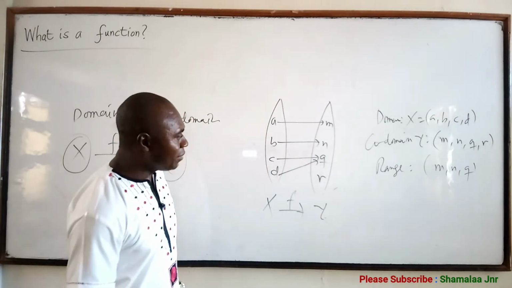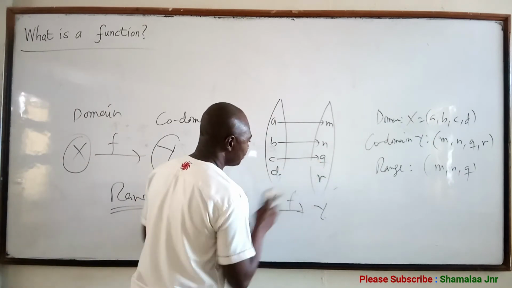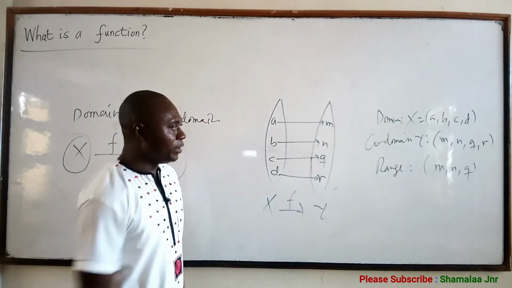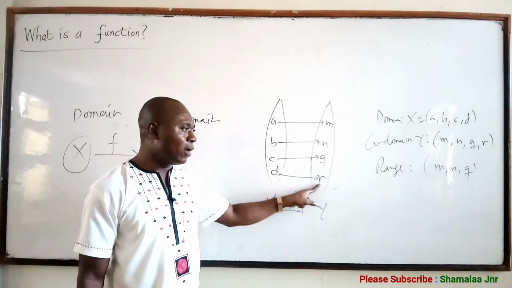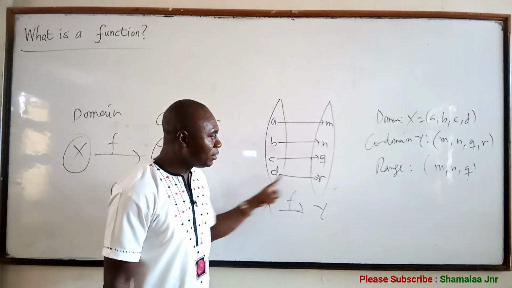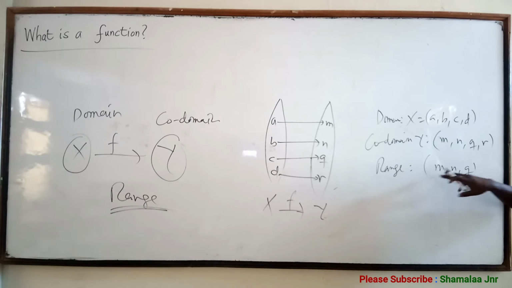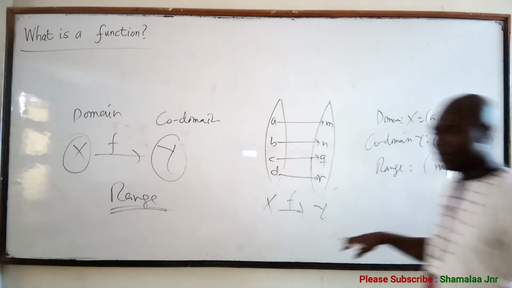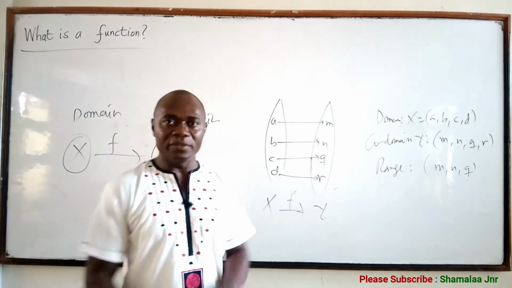Now at times the range will be the same as the codomain. For example, same example. If I do this, then because now R is related to a member or element in the domain, the range will now change to M, N, Q, R. And you can see that if that happens, then the codomain and the range will be the same. So at times the range and the codomain are the same.